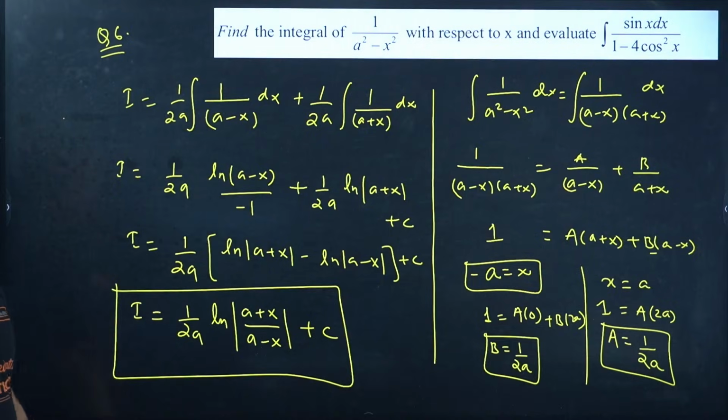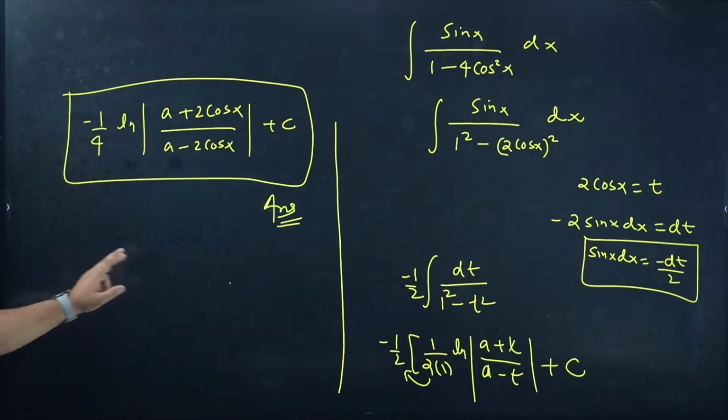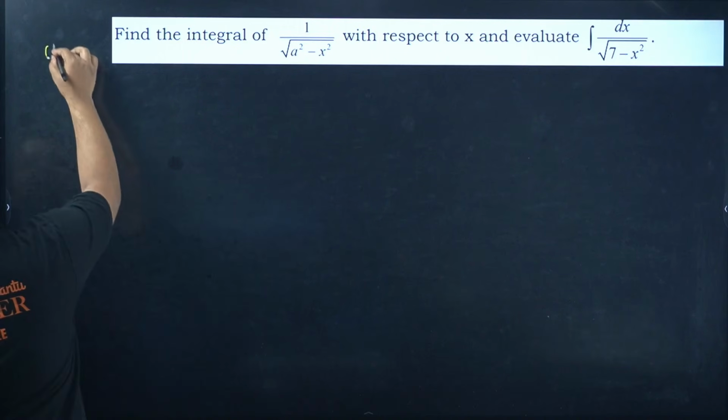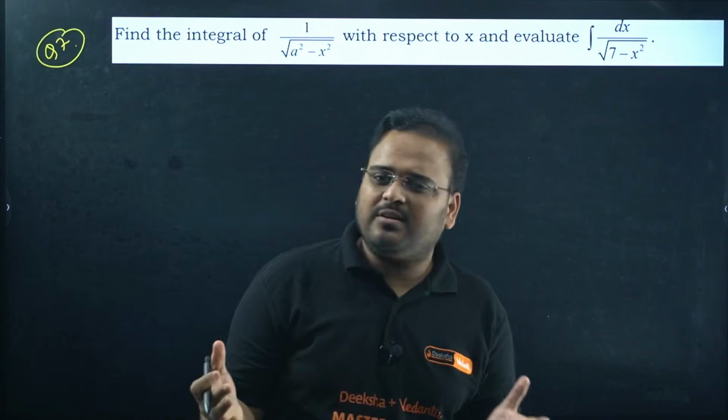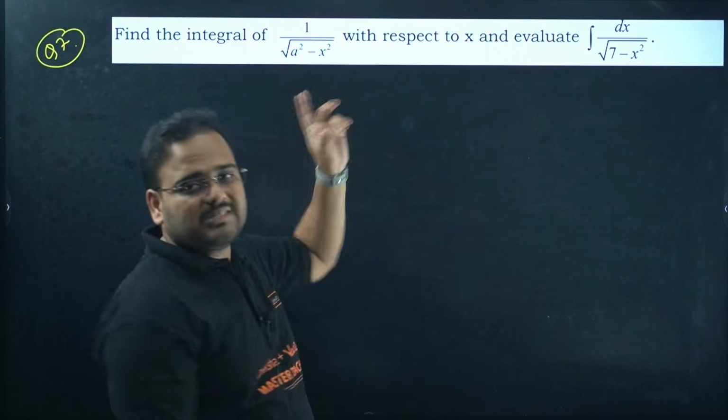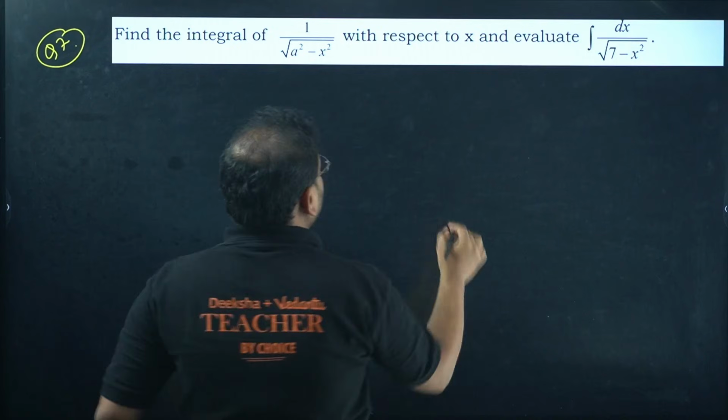Have a look. 5 marker. Question number 5 and 6 are both done. Okay, question number 7 now. This one I have already solved in your top 50. So I'm going to give you a hint to this, but I won't solve this completely. What is the hint for this question?